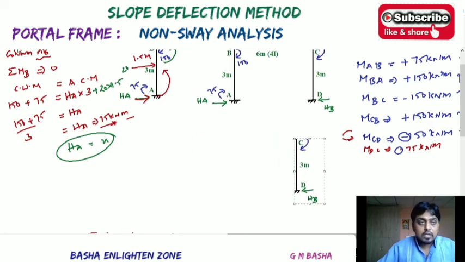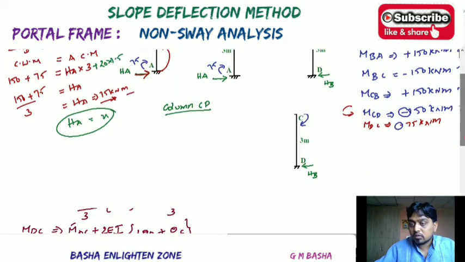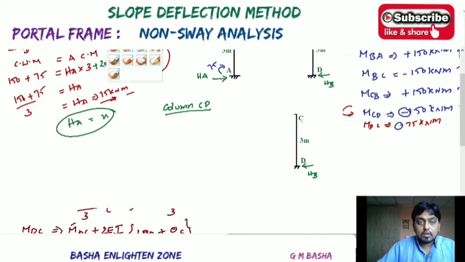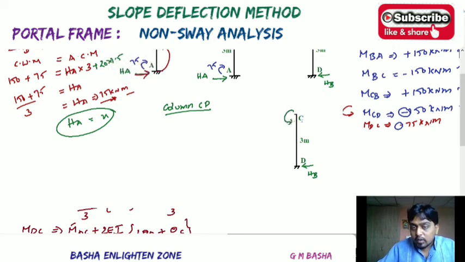So here I am taking column CD. There will be two loads, anti-clockwise moments acting, so based on the anti-clockwise direction you can take the moments. This one is anti-clockwise 150 and this one is anti-clockwise 75.